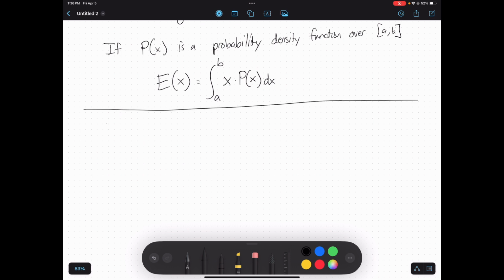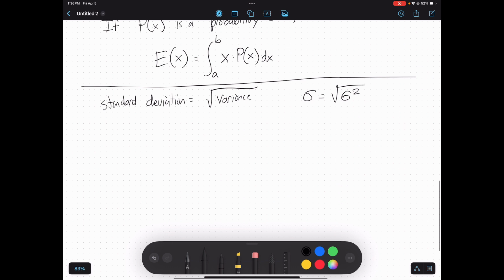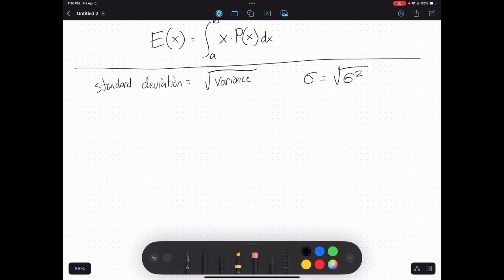Recall that the standard deviation is just the square root of the variance. You'll see us write it like this. The sigma represents my standard deviation, and sigma squared represents your variance. So if I want to find standard deviation, I can actually find it by finding my variance first. Well, it turns out you can find variance by calculating the integral from a to b.